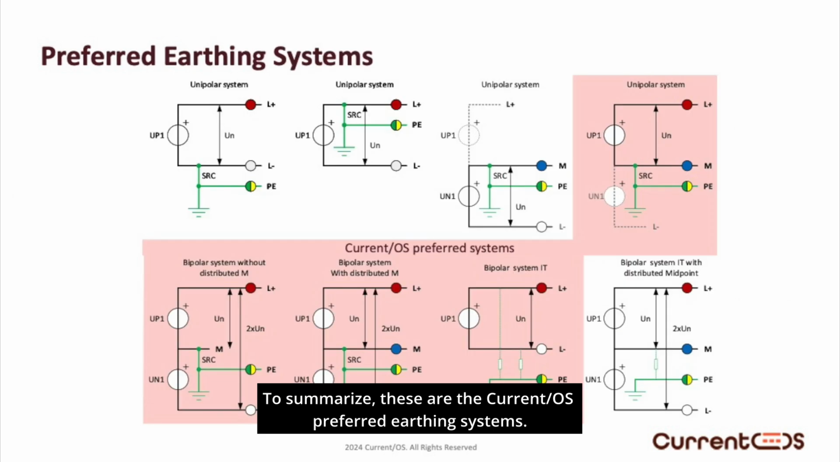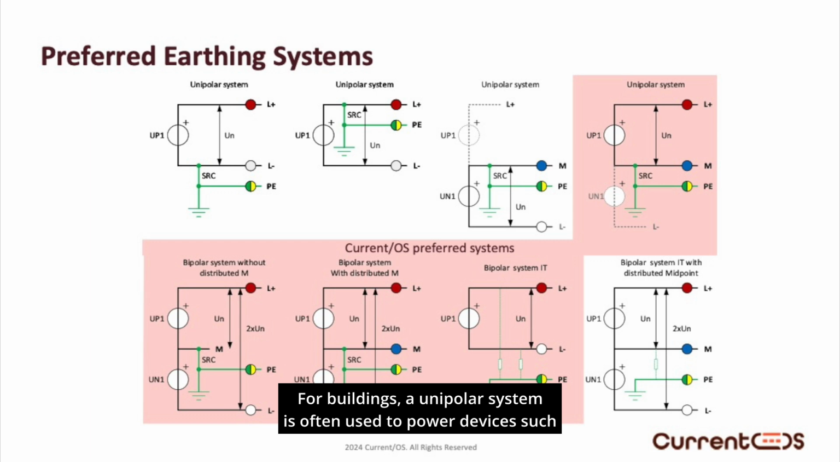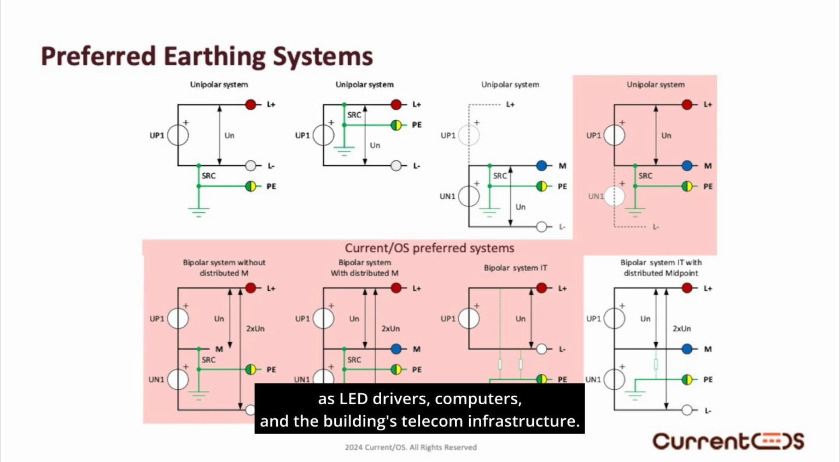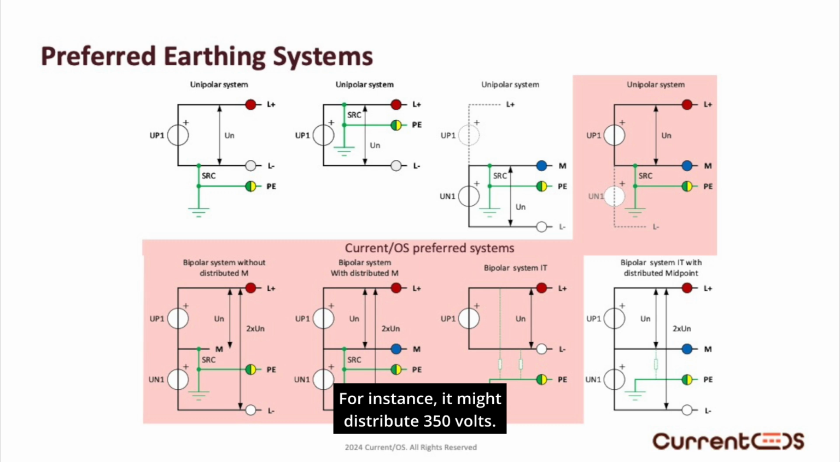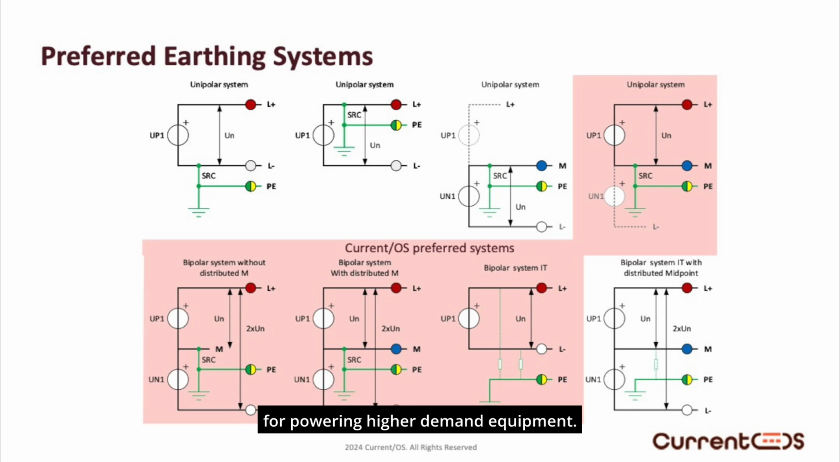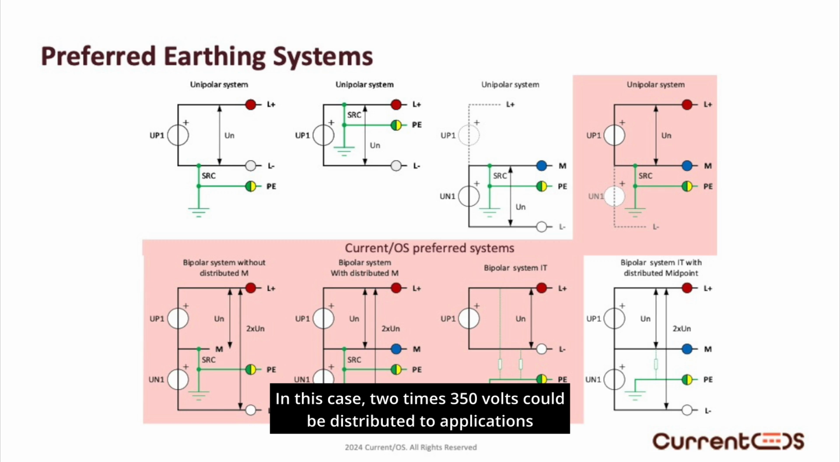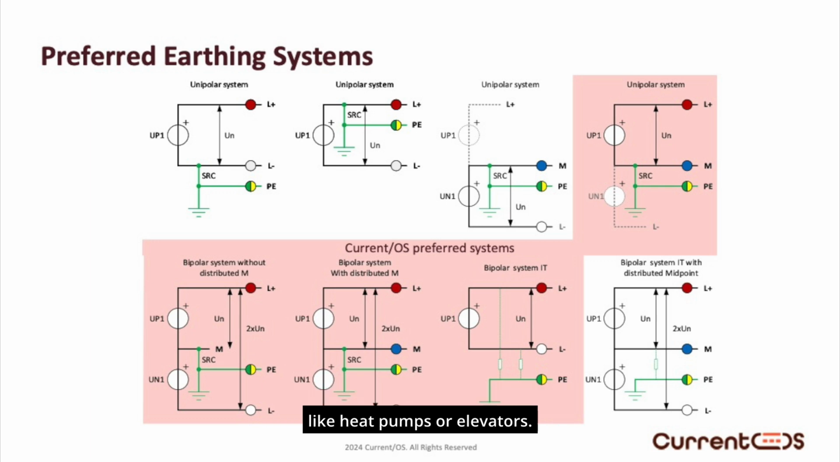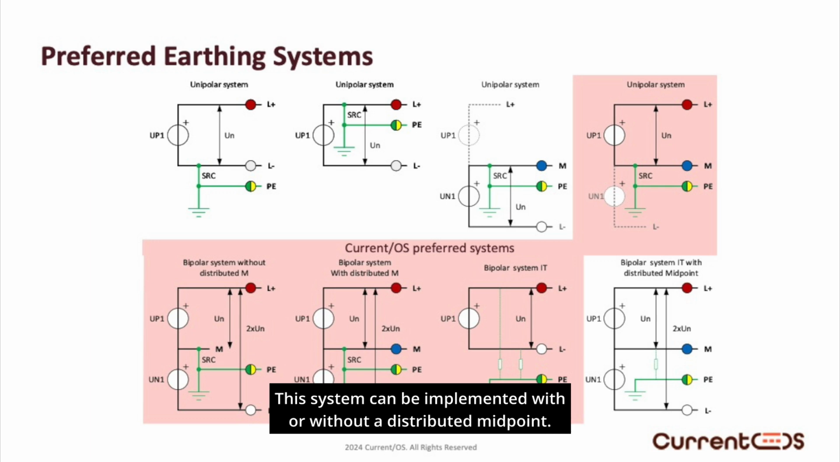To summarize, these are the Current OS preferred earthing systems. For buildings, a unipolar system is often used to power devices such as LED drivers, computers, and the building's telecom infrastructure. For instance, it might distribute 350 volts. A bipolar system, on the other hand, is suitable for powering higher demand equipment. In this case, 2 times 350 volts could be distributed to applications like heat pumps or elevators. This system can be implemented with or without a distributed midpoint.